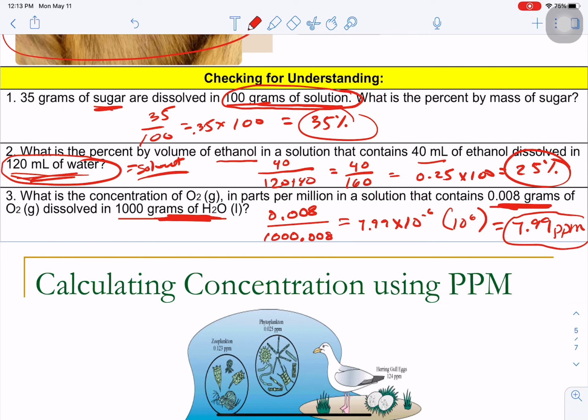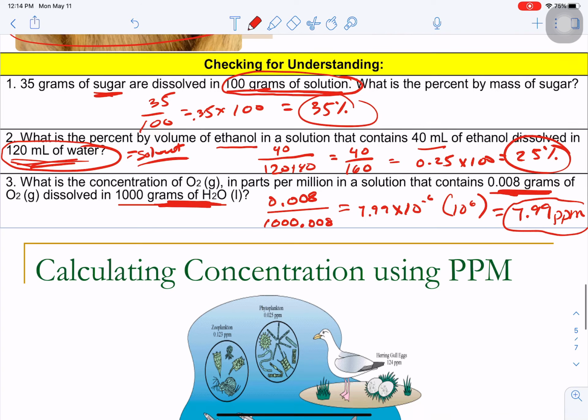Okay, so we did the mass over the entire solution. We got a value. Since we're doing ppm, we had to multiply it by 10 to the 6, and we get our parts per million. Okay? All right, moving on.